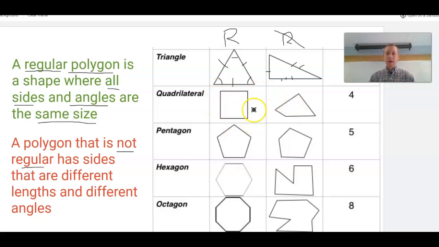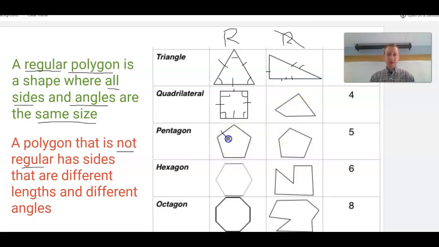Here's a quadrilateral. It's got four sides. Look, side 1, 2, 3, 4, all the same length, and all the angles, these are all right angles. We'll talk more about that tomorrow. These are all right angles. Therefore, this is a regular polygon. This one, on the other hand, it's a polygon. It's closed, but all the sides are different lengths, so it's not regular.